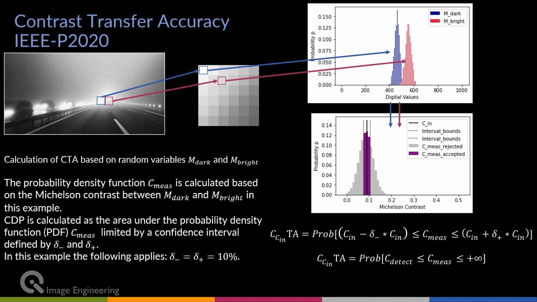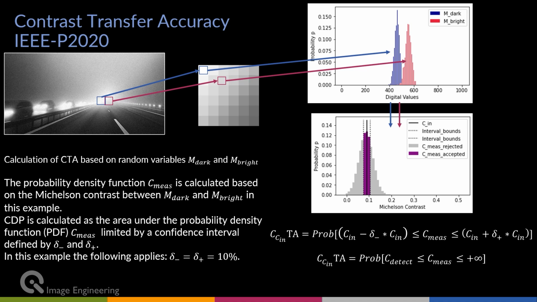So in real life, you have two objects, an object and a background, and that can be simulated with a test target where you have these patches. That forms two distributions, the distribution dark and the distribution bright, just like a histogram for these two distributions. Now you go pixel-wise, take one pixel from distribution dark and one from distribution bright, and calculate the contrast between them. Then you do that repeatedly, over and over again, and that gives you a probability density function.